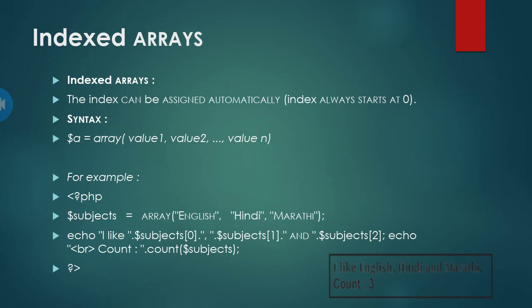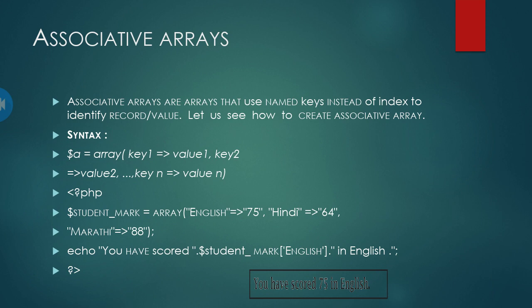It is very simple. Next is the associative array. Associative arrays are arrays in which we use names instead of index numbers. So the syntax of the associative array is $a, the name of the array, whereas array is the function, and in the brackets there is key1 => value1, key2 => value2, and so on. So in this you have to give the values.